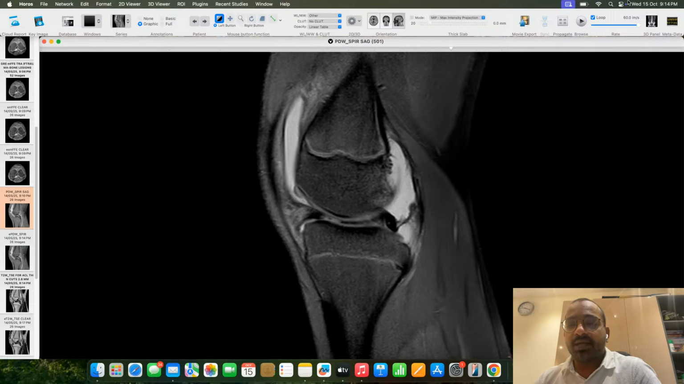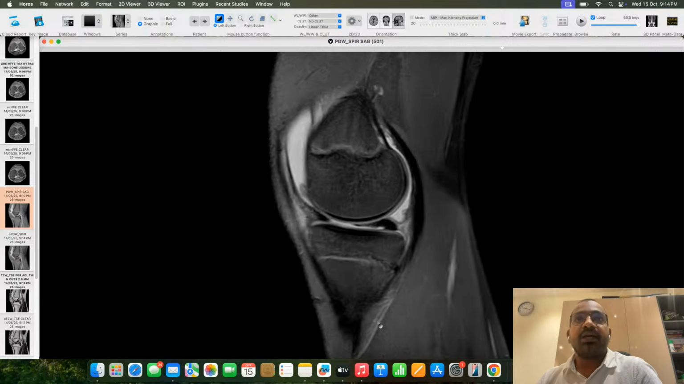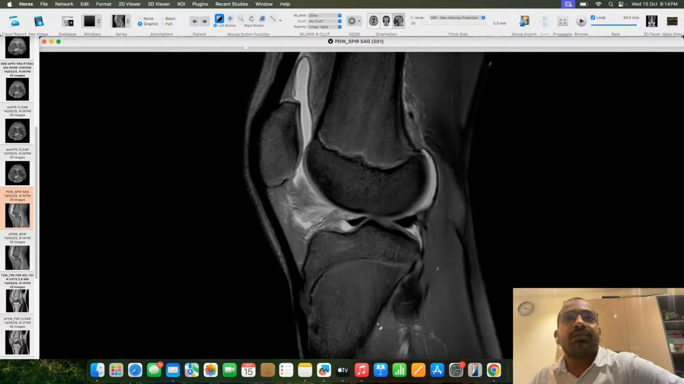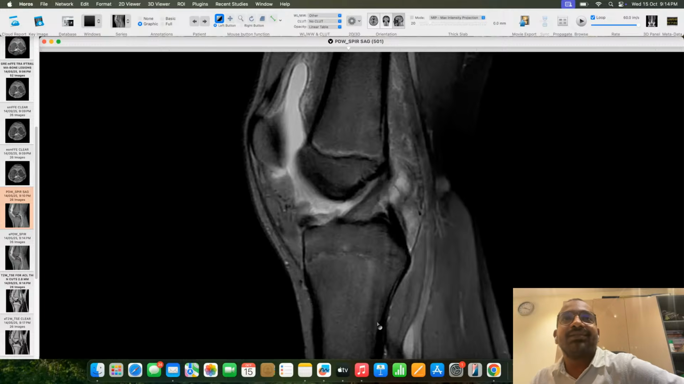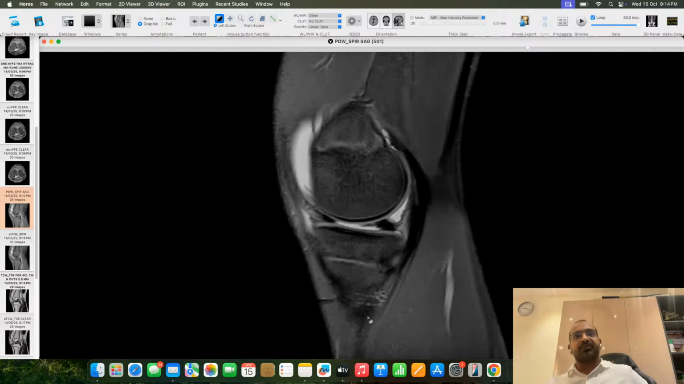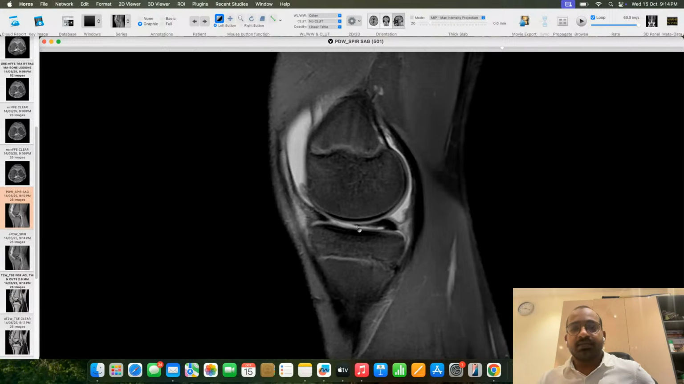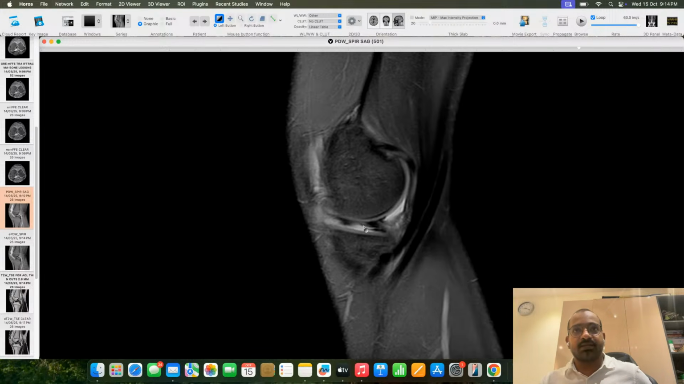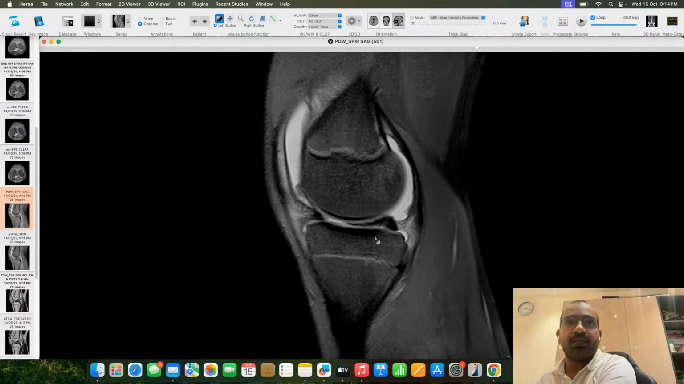So what is happening here? Yeah, mucoid degeneration. What are all the signs we see here? There are multiple signs which describe this pathology. Yeah, this is the medial meniscus. So what is happening with the medial meniscus?